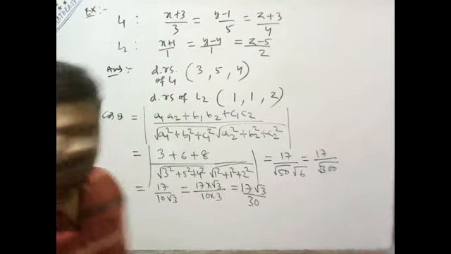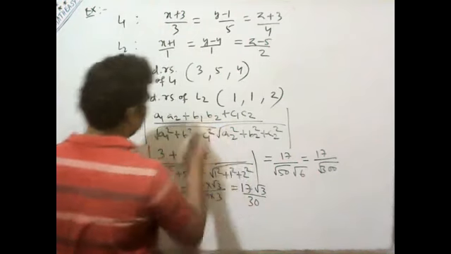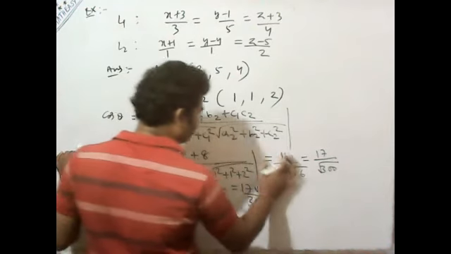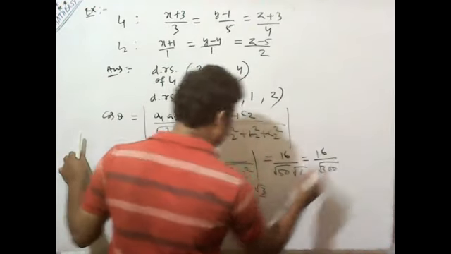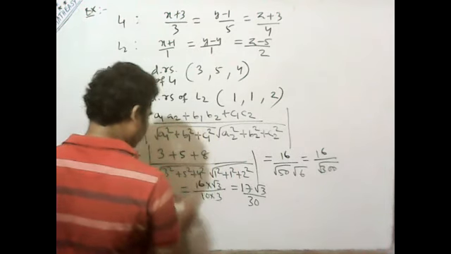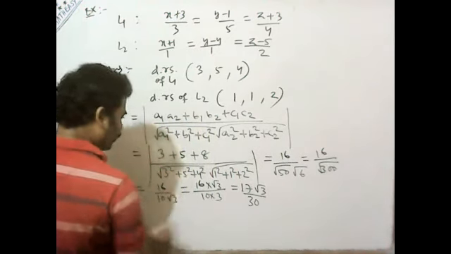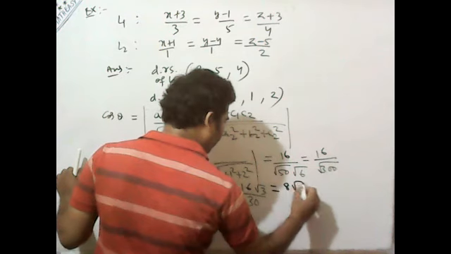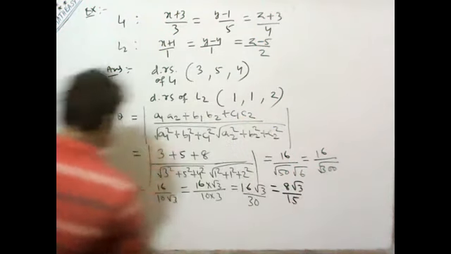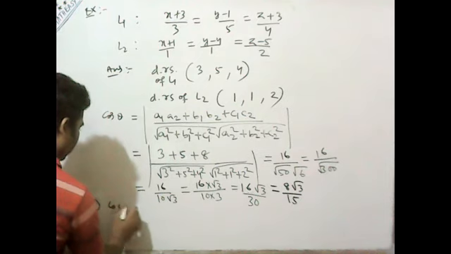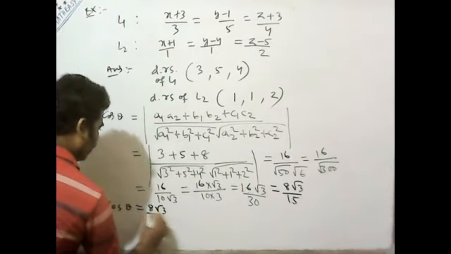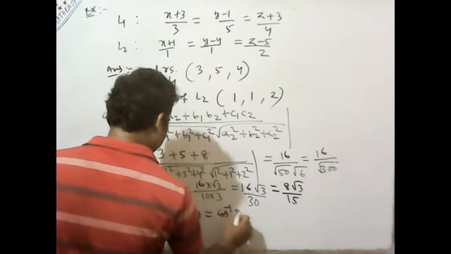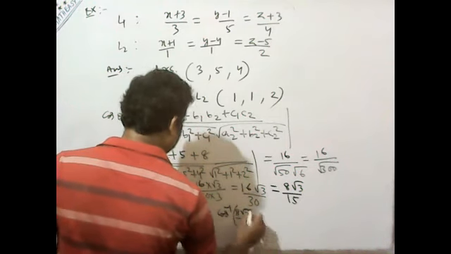Now this is not 17, because 5 into 1 is equal to 5. So that's why it comes to 16. So 16 root 3 by 30 means the answer will be 8 root 3 by 15, meaning cos theta is equal to 8 root 3 by 15, or theta is equal to cos inverse 8 root 3 by 15.